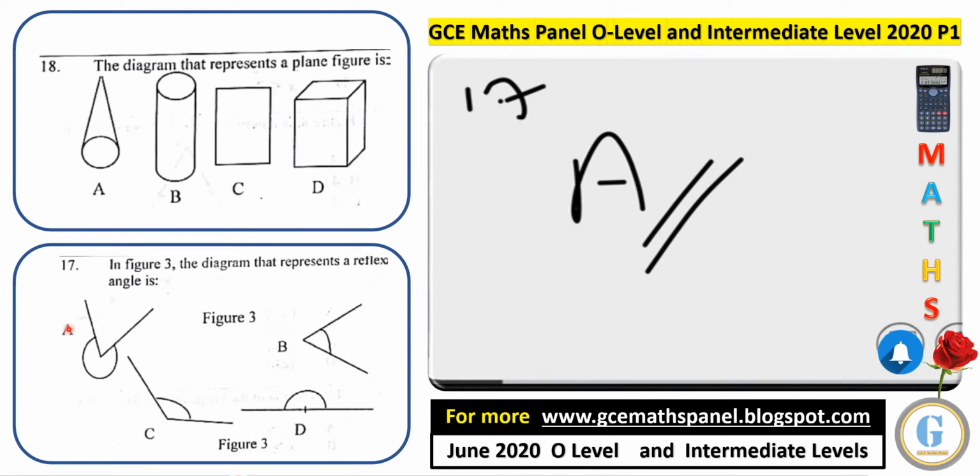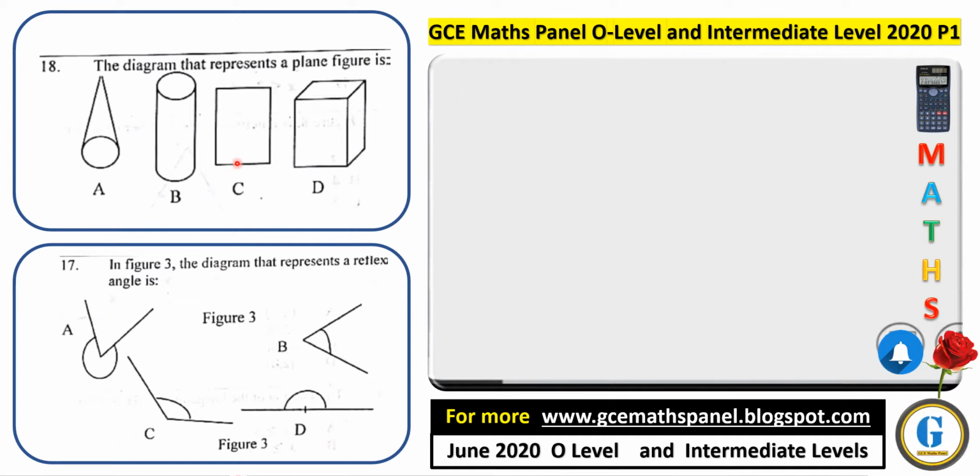Then number 18, in the diagram, the plane figure is, if you look at A, it is a cone, so it's a solid figure. B is a cylinder and it's a solid figure. C is a square, so C is a plane figure, and D is a solid figure, a cube. So the only plane figure that we have here is C. So number 18, we have C.